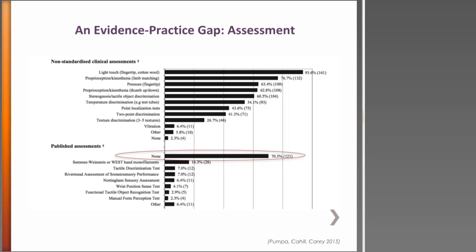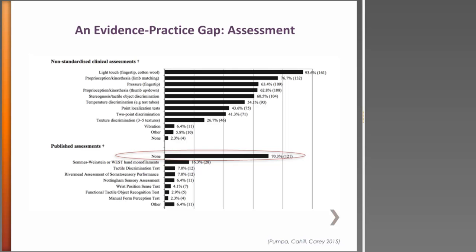And these results do correlate. They're quite similar to other studies in different parts of the world that have looked at what therapists assess. So light touch and proprioception are across the board the most common things that people look at. But what is interesting is that in terms of published assessments, so assessments that have more quantitative measures that allow you to look at what age-matched norms would be, 70% of therapists were not using any published assessments. So they were relying on the more informal clinical measures.